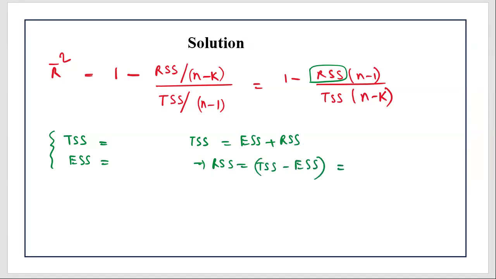Right? That will give you your RSS. Now, if you do that, I have already done that for you. So the value of R squared will come out to be 0.93. You can do this in your free time.